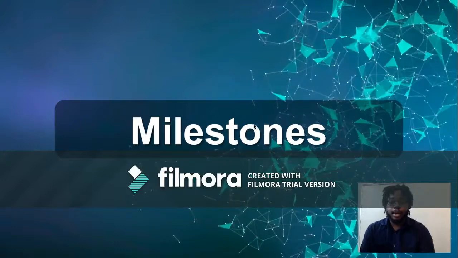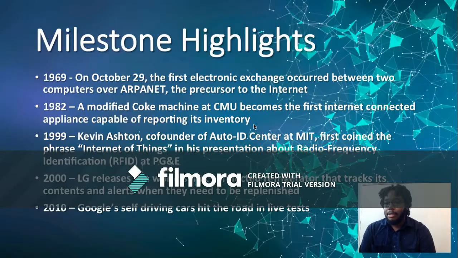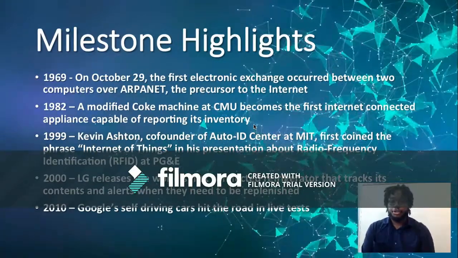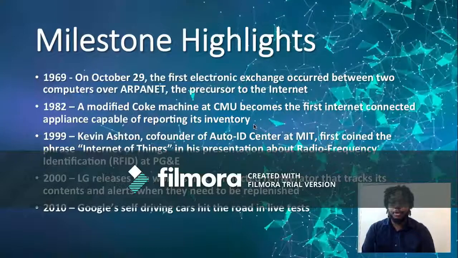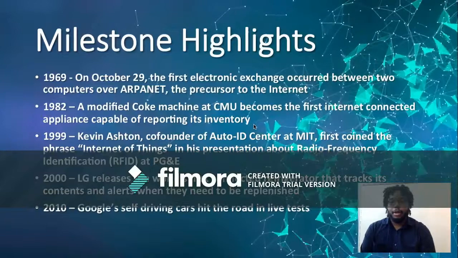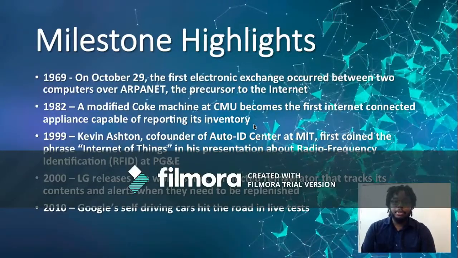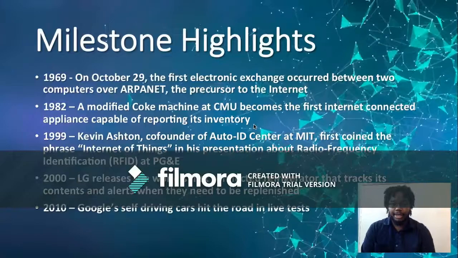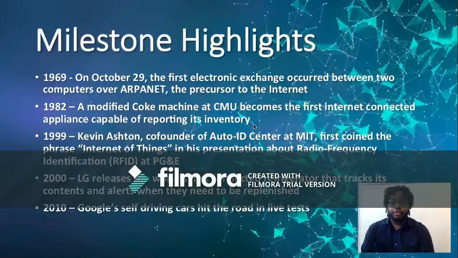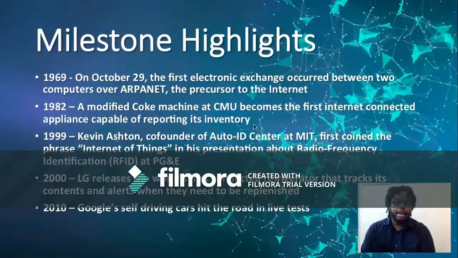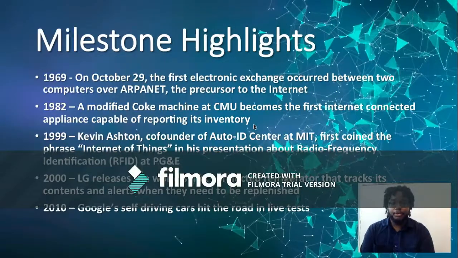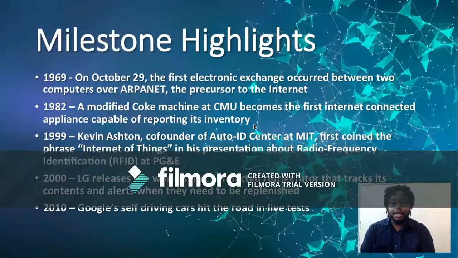Okay, so now I'll talk about the milestones of IoT. In 1969, to start things, the first electronic exchange occurred between two computers over ARPANET, the precursor to the internet. Following in 1982, a modified Coke machine at CMU becomes the first internet-connected appliance capable of reporting its inventory. In 1999, Kevin Ashton, co-founder of the Auto-ID Center at MIT, first coined the phrase Internet of Things in his presentation about radio frequency identification at P&G.